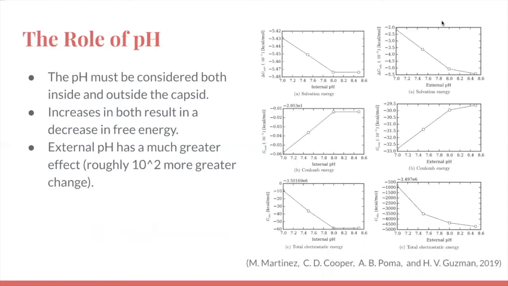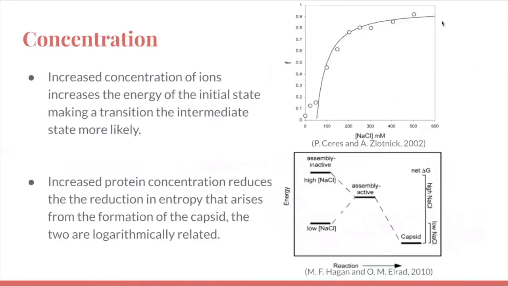The pH must be considered both inside and outside the capsid. pH has an effect because a change in pH changes the charge distribution of the proteins, then affecting the energy in the interactions. An increase in either internal or external pH reduces the free energy, making assembly more likely. However, the external pH, as you can see in the graph, has been experimentally shown to have a much greater effect, reducing the energy by 2 orders of magnitude more than a change in internal pH would.